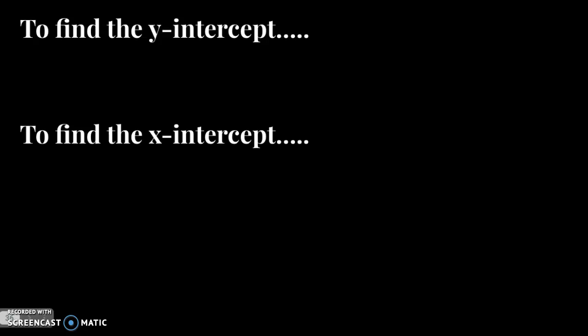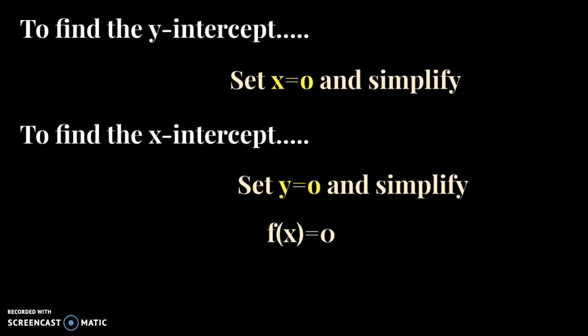Remember, last week we talked about how to find the y-intercept, and the way we did that from an equation is we set x equal to 0, or we plugged in 0, and then we simplified to find the output value. Now, to find the x-intercept, we're going to do the exact opposite. We're going to set y equal to 0, and then we're going to simplify. And remember, y is the same thing as f of x.